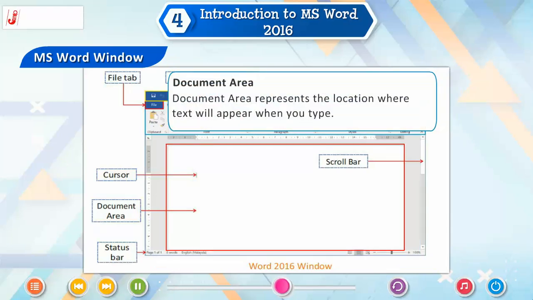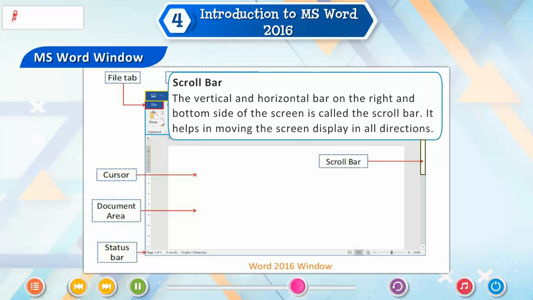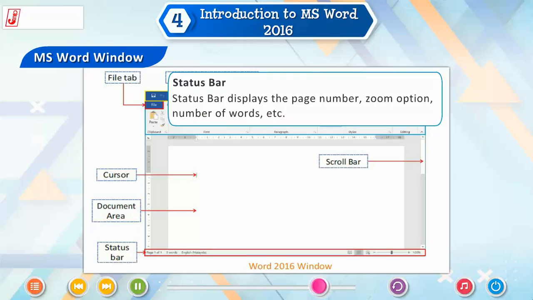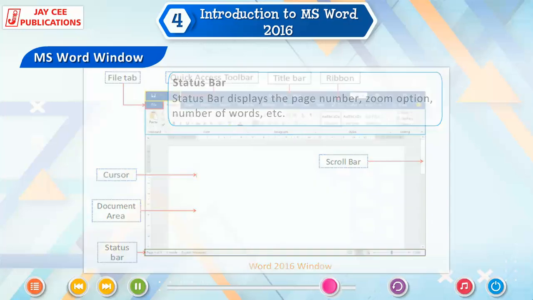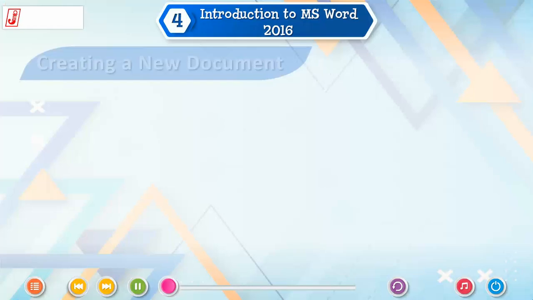Document area. Document area represents the location where text will appear when you type. Scroll bar. The vertical and horizontal bar on the right and bottom side of the screen is called the scroll bar. It helps in moving the screen display in all directions. Status bar. Status bar displays the page number, zoom option, number of words, etc. Did you know? To display Backstage view, click on File tab. To exit from the Backstage view, click the Back button in the upper left corner of the Backstage view or press Escape key.